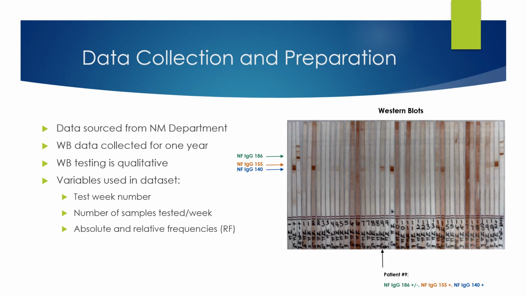I picked patient 9 to show you how I rate. You can see 2 darker bands and a lighter band above them. The 2 darker bands show that the patient had IgG antibodies for Neurofascin 140 and Neurofascin 155. The highest, fainter band showed that the patient also had IgG antibodies for Neurofascin 186. I would rate as plus minus because it was fainter.